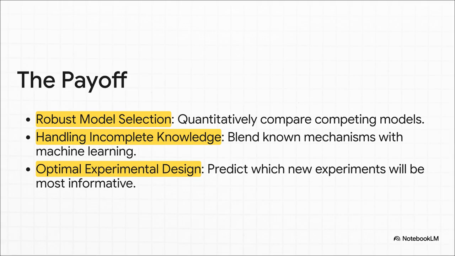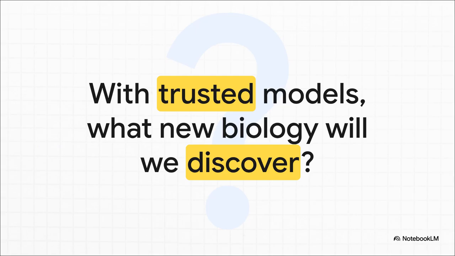You can use it for robust model selection, to quantitatively compare different hypotheses about how a system works. You can handle incomplete knowledge, building these cool hybrid models that combine what you know with a neural network that learns the parts you don't. And maybe the most powerful thing of all, you can use your model for optimal experimental design, to simulate future experiments and figure out exactly which one will give you the most bang for your buck and best shrink the uncertainty in your parameters.